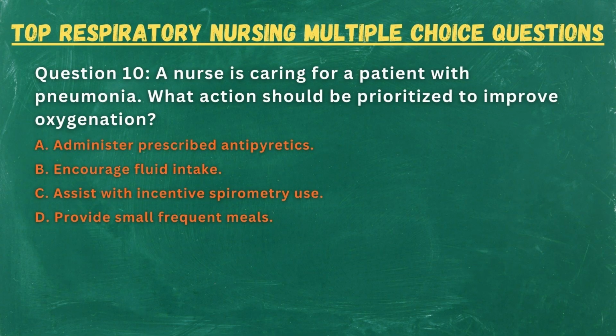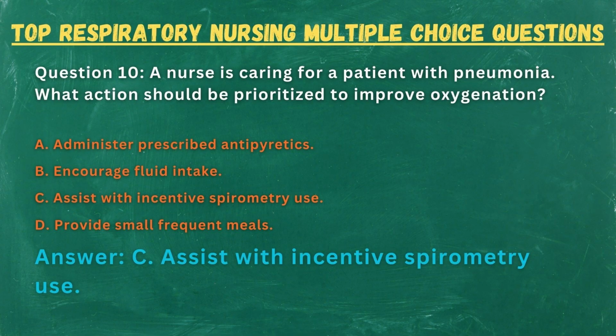Question 10. A nurse is caring for a patient with pneumonia. What action should be prioritized to improve oxygenation? A. Administer prescribed antipyretics. B. Encourage fluid intake. C. Assist with incentive spirometry use. D. Provide small frequent meals. Answer. C. Assist with incentive spirometry use.